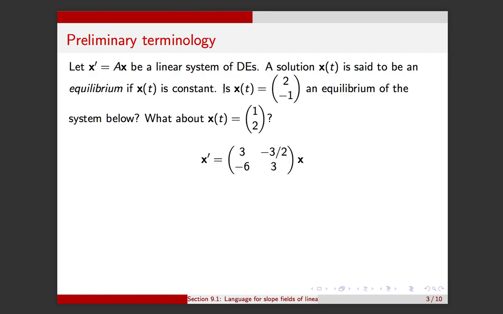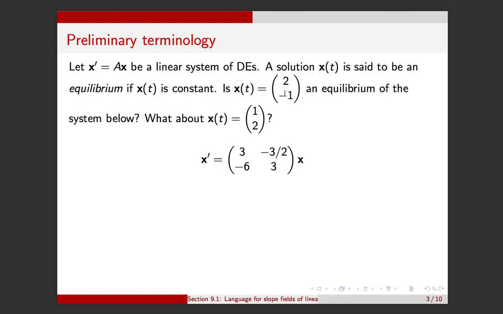So just to play around with this definition a bit, here is a system right here. It's a 2 by 2 system, two equations, two unknowns. Here is a potential equilibrium of the system. It's potentially in equilibrium because it's constant, right? There's no e to the t or sine t here, right? Just constant 2 up top, constant -1 down below.